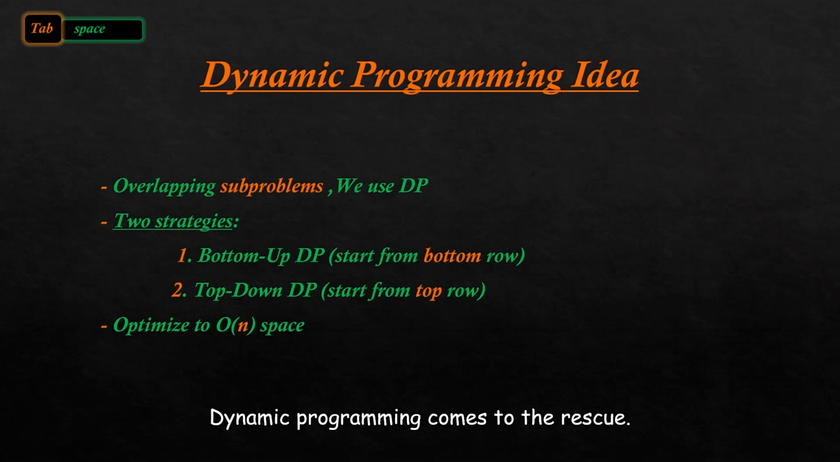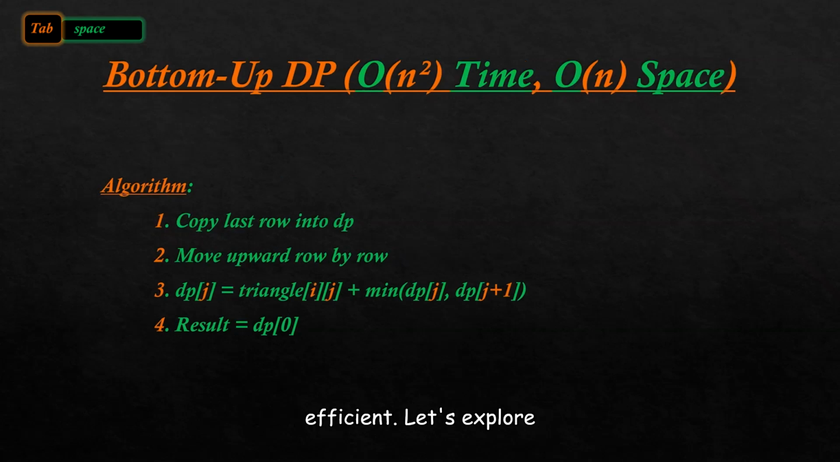Dynamic programming comes to the rescue. The problem has overlapping subproblems. The minimum path sum for one element depends only on the two directly below it. This structure allows us to avoid recomputation and instead build our solution step by step. We have two strategies. First, bottom-up DP, where we start at the base and fold the triangle upward. Second, top-down DP, where we begin at the top and expand downward. Both strategies can be optimized to use only big O of n space, making them very efficient.